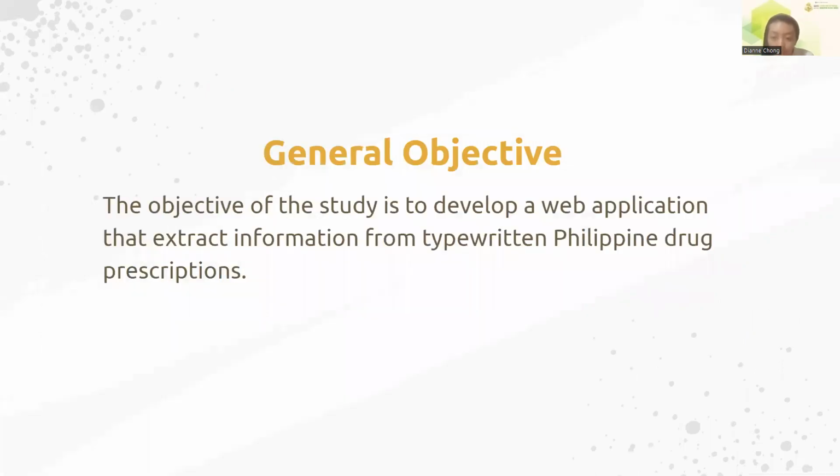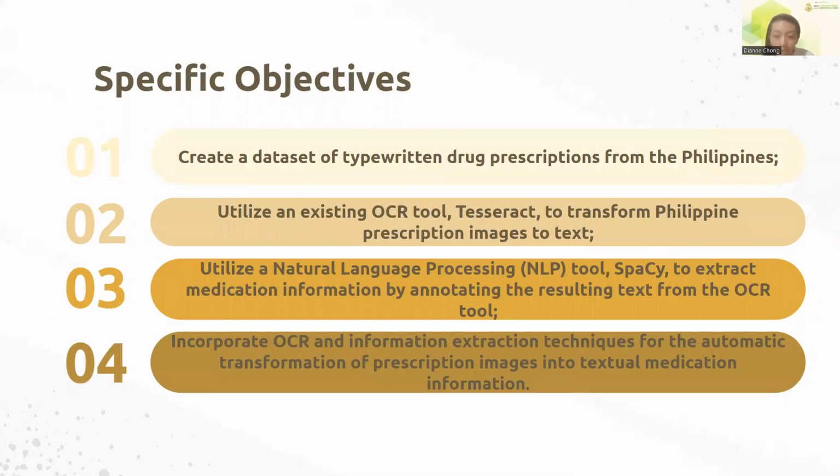The general objective of the study is to develop a web application that extracts information from typewritten Philippine drug prescriptions. There are 4 specific objectives that this study tries to tackle. One is to create a dataset of typewritten drug prescriptions from the Philippines. Number 2 is to utilize an existing OCR tool, Tesseract, to transform Philippine prescription images to text. Number 3 is to utilize a natural language processing, or NLP, tool, spaCy, to extract medication information by annotating the resulting text from the OCR tool.